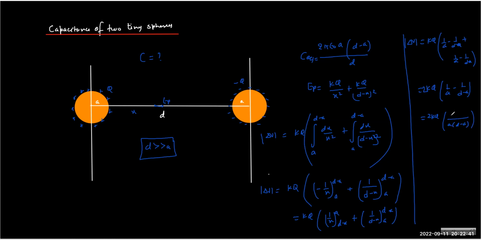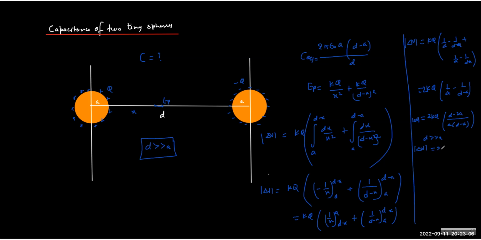So d minus a minus a, which is d minus 2a. Okay. Now, actually, d is much bigger than a, so we can compare to d. We have to ignore a.